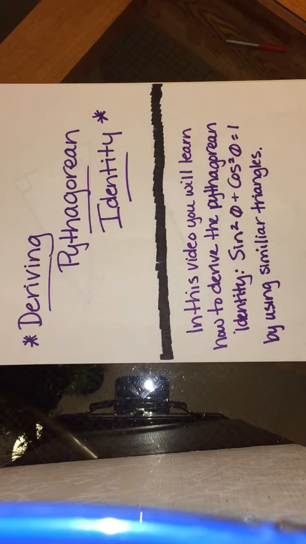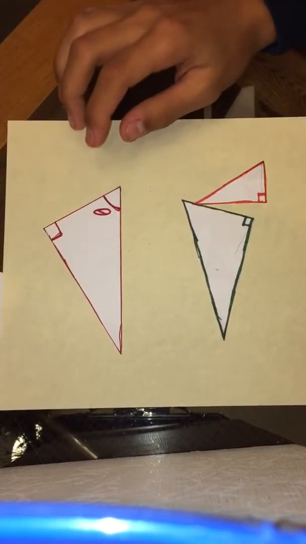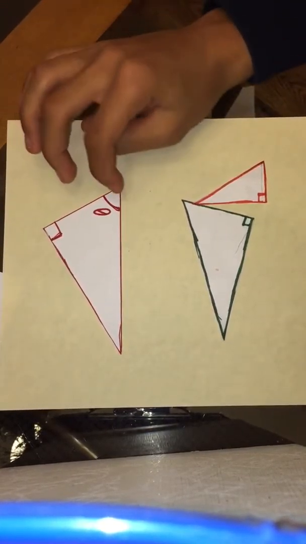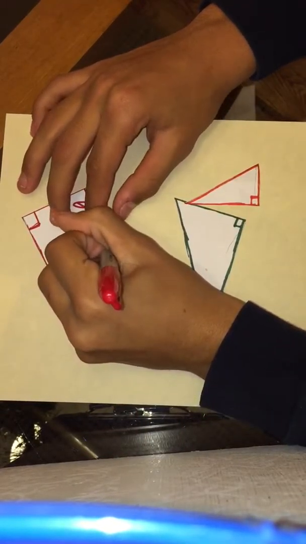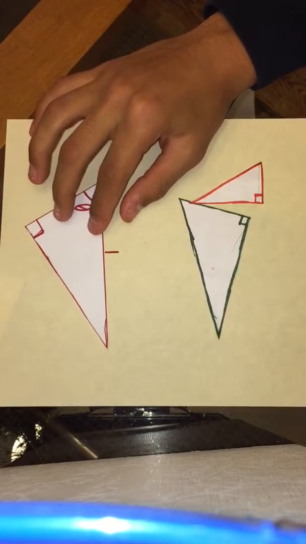In this video, you will learn how to derive the Pythagorean identity of sin squared theta plus cosine squared theta equals 1 by using similar triangles. First off, you have to have a triangle. A right triangle with an angle of theta, and then the hypotenuse, a unit of 1.